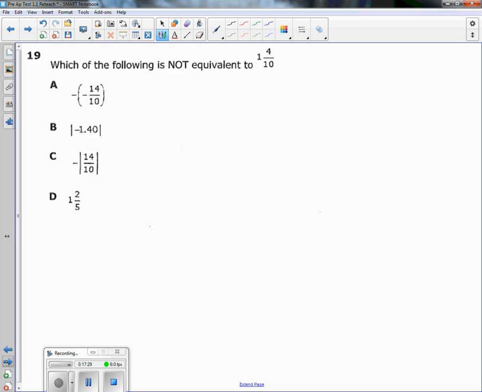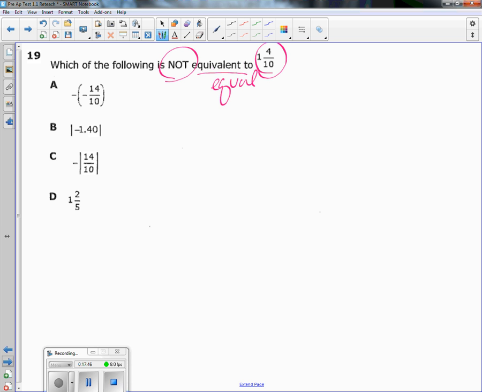All right, number 19, the last question. This one should look really similar to a warm-up that we did in class the week of the test. Really similar. So it says, which of the following is not equivalent, which means equal, to 1 4/10?